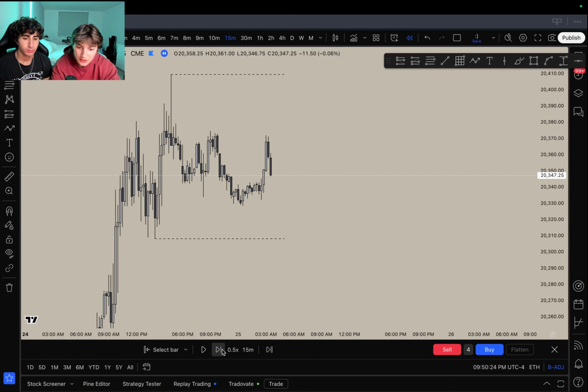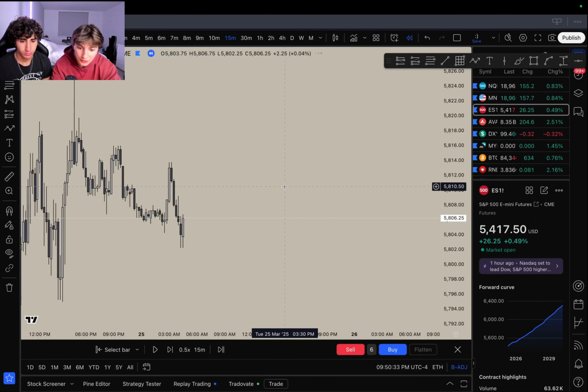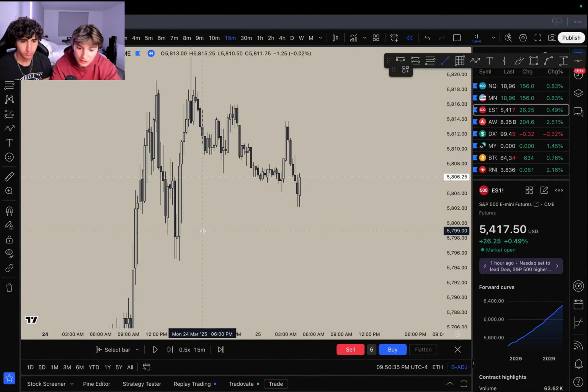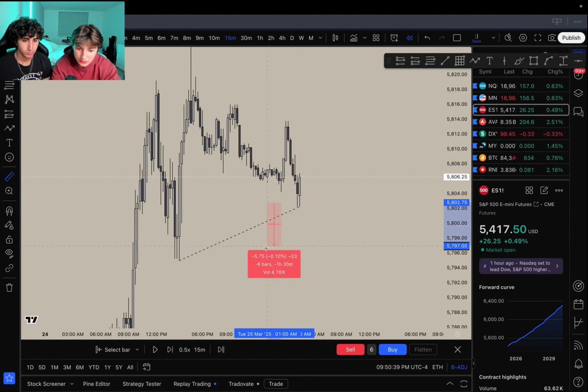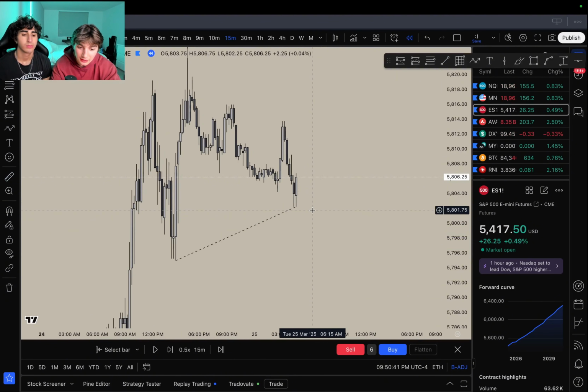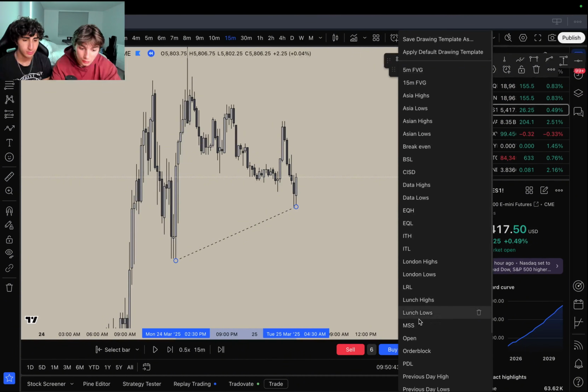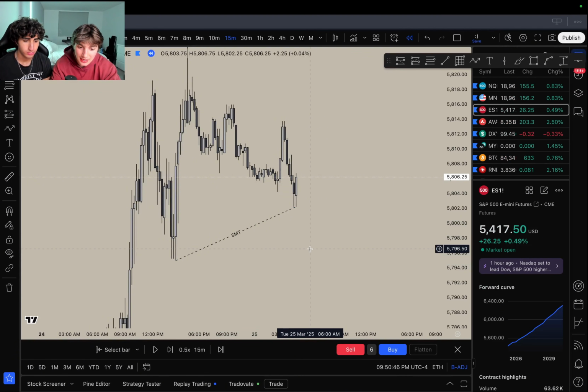So if we play price action forward here, we see NQ is selling off, and okay, we got a sweep of this low. If we go to ES, we can see that ES actually never swept this low. It's not even close to it. It's still about 7 handles away. Now, that being said, we have an SMT in place at this low.